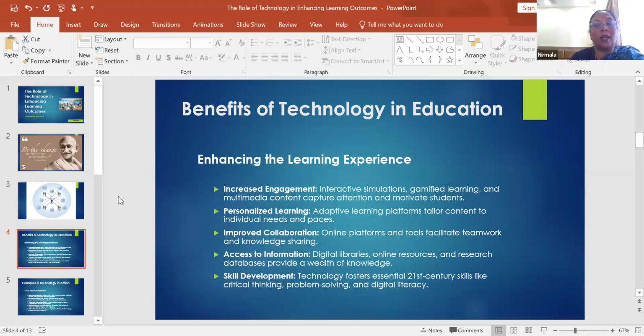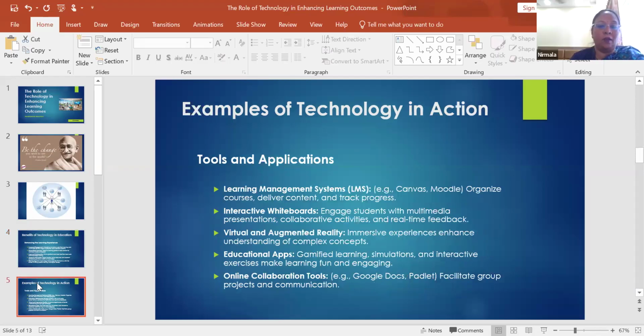As we know, during the COVID-19 pandemic, we had the online platforms. And everyone in today's generation of students and learners is more accustomed to online platforms. Access to information: digital libraries, online resources, and research databases provide a wealth of knowledge. Skill development: technology fosters essential 21st century skills like critical thinking, problem solving, and digital literacy.